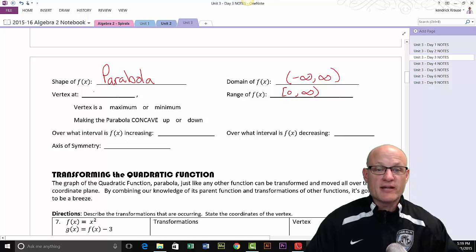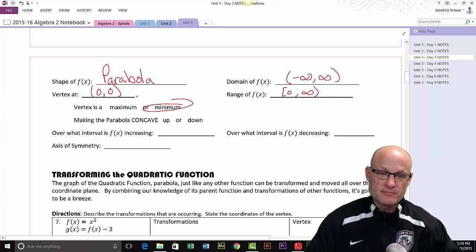Making the parabola concave up or concave down. We haven't talked about concavity. I'm not sure why it's in here. But anyway, it's concave up. All right? Concavity means where is the U facing? Which way is it facing? That's where it's concave up.